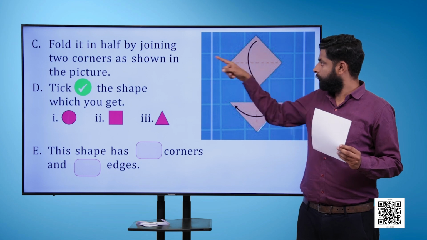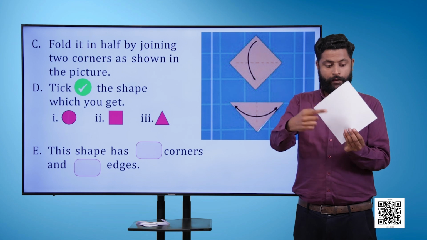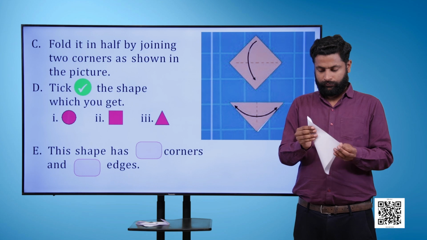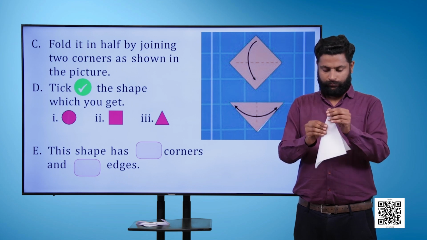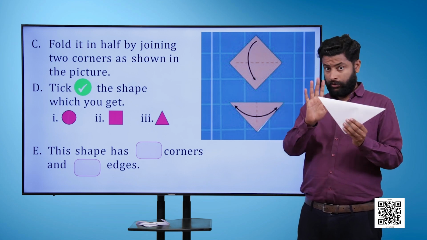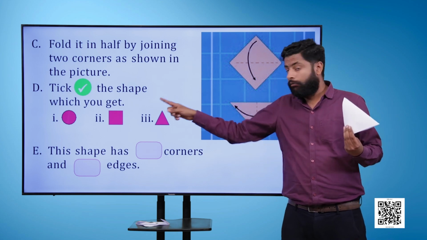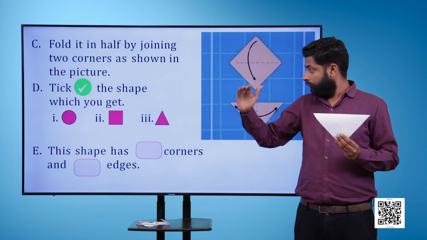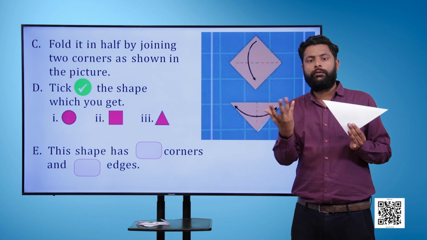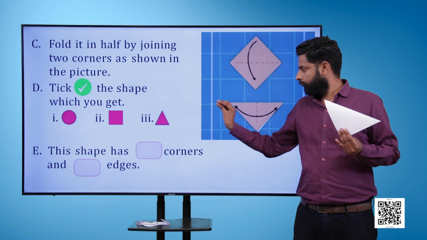C. Fold it in half by joining two corners as given in the picture. D. Take the shape which you get. One, a circle. 2, a square. 3, a triangle. E. This shape has blank corners and blank edges.